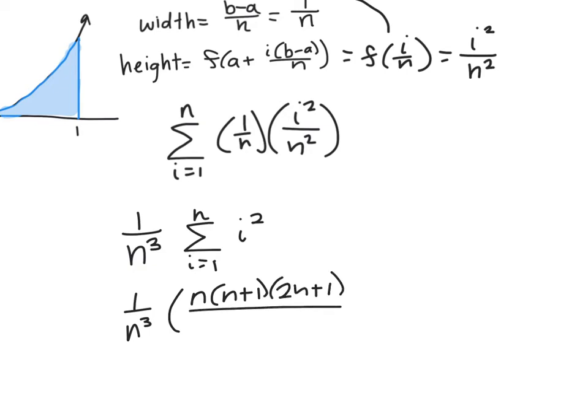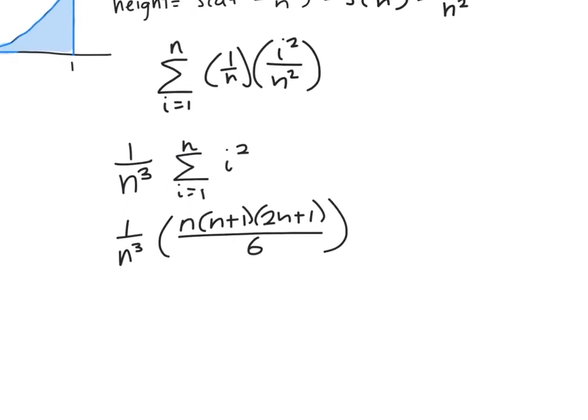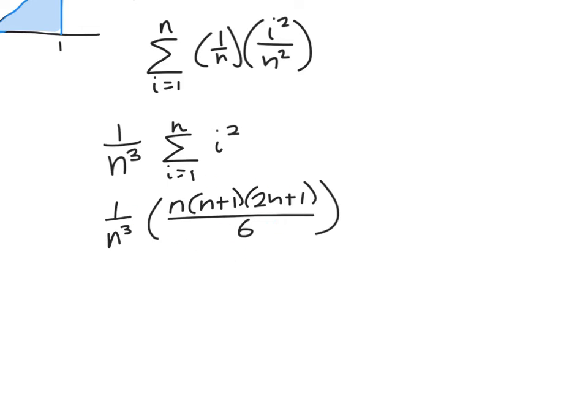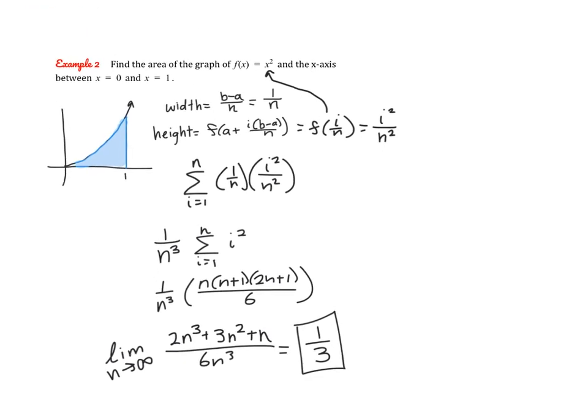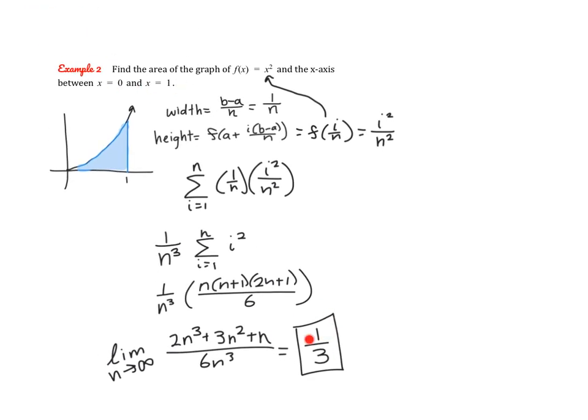Now we're going to multiply this out, so then we can evaluate the limit as n approaches infinity. If I multiply out my numerator and then multiply in the 1 over n cubed, we are left with 2n cubed plus 3n squared plus n over 6n cubed. Once again, we're going to evaluate that limit as n approaches infinity. Since the degrees in my numerator and denominator are equal, that limit is just the ratio of the coefficients, so it's going to be 1/3. So the area under the curve between those two intervals is 1/3, and that is a very accurate calculation of that area.